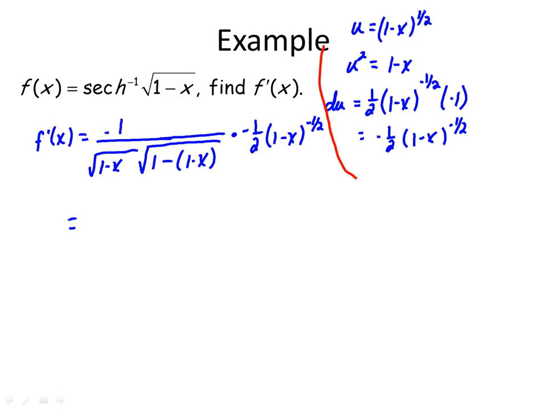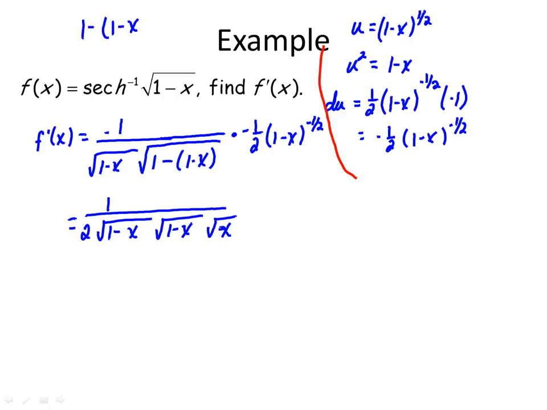What do you think? What's going to go on top? Just 1. Negative times negative goes to positive. Now, on bottom we have a 2. We have a square root of 1 minus x. We have another square root of 1 minus x. And then we have a square root of 1 plus x. Because 1 minus x is when 1 minus 1 plus x. Those are going to cancel out.